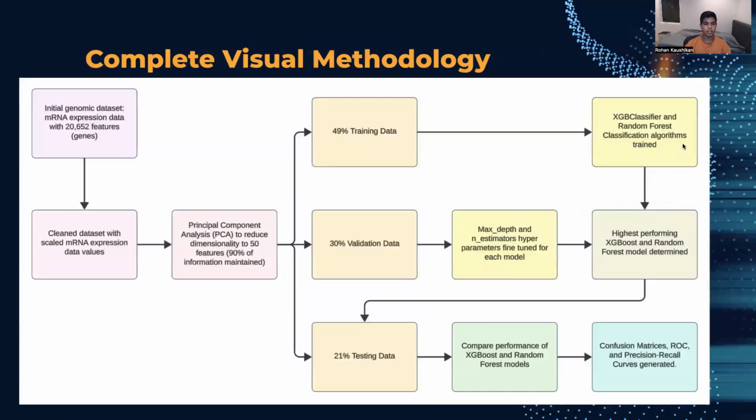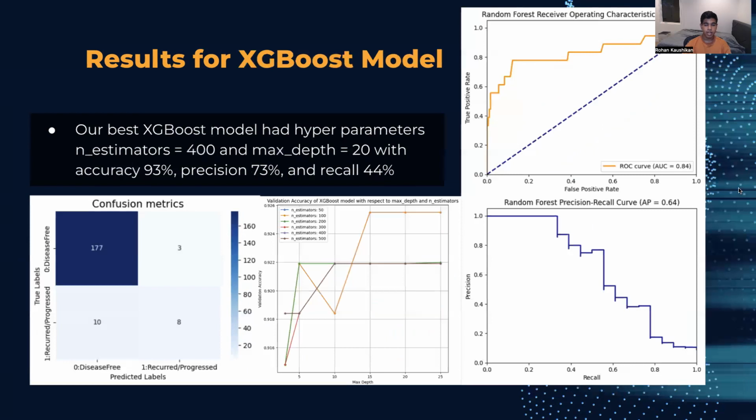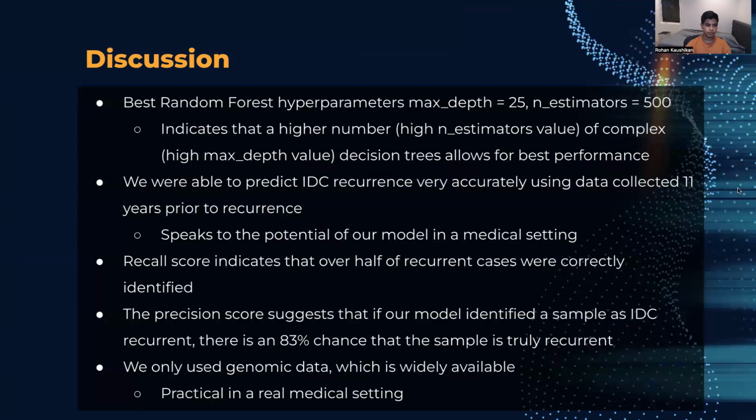We also fine-tune the hyperparameters of each model. Fine-tuning tweaks the way the machine learning model actually learns and can have effects on the performance. So we wanted to identify the best combination of hyperparameters that would help our model perform the best. All in all, our random forest model had a 95% overall accuracy, a precision of 83%, and a recall of 56%. And I'll get into the specific interpretations of those metrics in just a moment. The XGBoost model performed quite similarly in all these metrics, but just slightly worse.